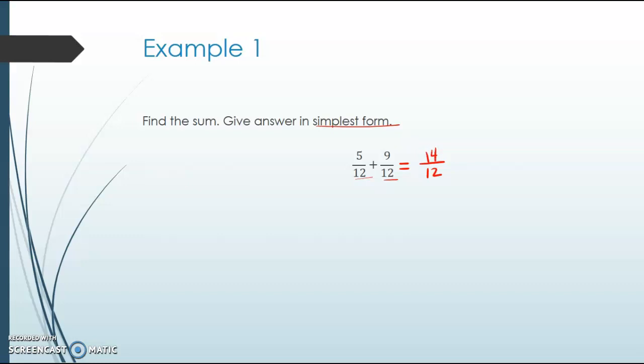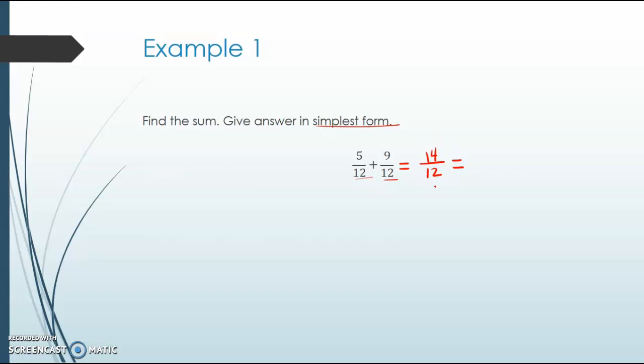And when it comes to your homework, Math Excel will tell you how it wants, whether it wants you to leave it improper, whether it wants you to make it mixed. I personally, when you do your exit ticket, I'm perfectly fine with you leaving answers as improper. We just need to make sure it's in simplest form. So simplest form means that we reduce. If there's a number that divides into both, we divide it out.